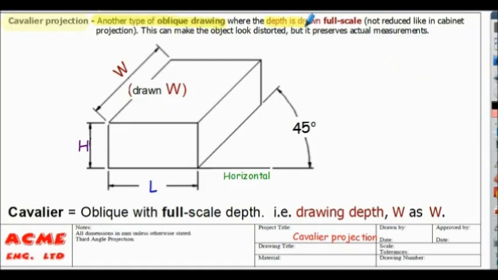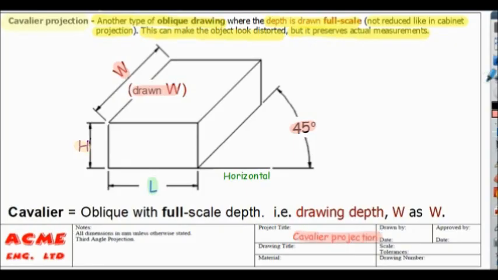And cavalier projection, this is another type of oblique drawing. This is where the depth is drawn full scale, not reduced in length like in the previous cabinet projection. However, this approach can make the object look distorted, but it preserves the actual measurements. So again, here's our length and our height, same scale, but this time the depth, dimension W, is drawn as length W at an angle of 45 degrees to the horizontal. This is called cavalier projection.